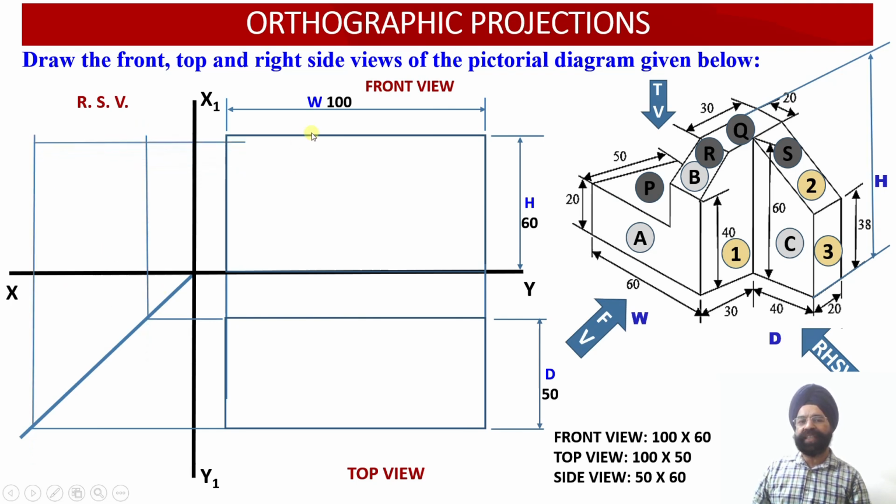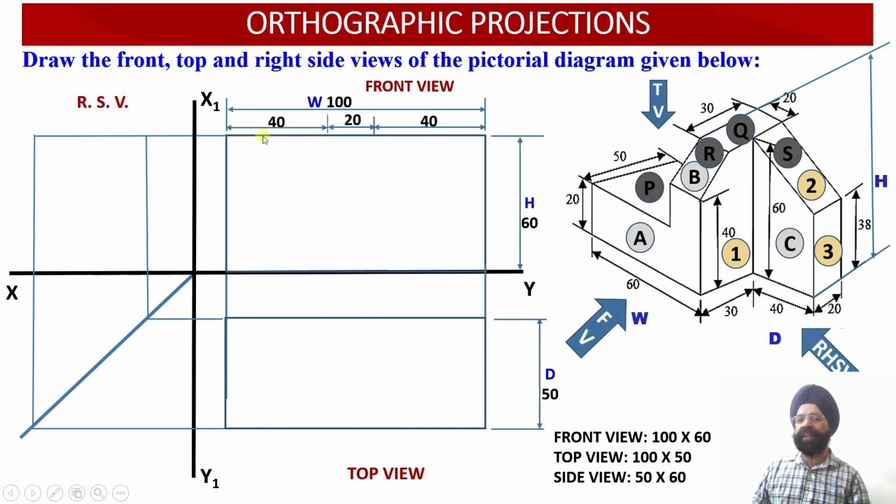So now once we extend this horizontal line, the rectangle corresponding to the right hand side view has been completed. The dimensions of this rectangular face will be 50 millimeter, which is the depth taken from the top view, and the height is equal to 60 millimeter. So height is equal to 60 millimeter, right?